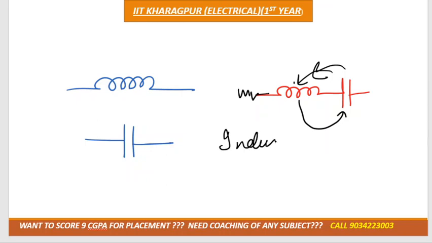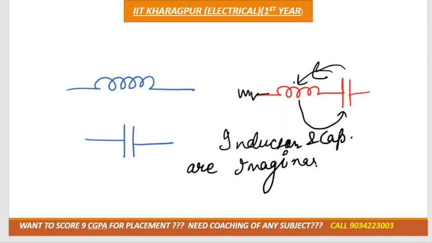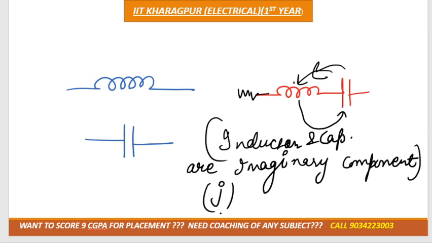That's why inductor and capacitor are also known as imaginary components. Okay? Why? Because they never consume energy. And the imaginary component is denoted by the term j. Clear? So we'll always write jXL instead of XL. What does this j show? That it's an imaginary component. Why is it known as an imaginary component? Because it does not consume energy. Correct? So it would be j into XC. Clear?